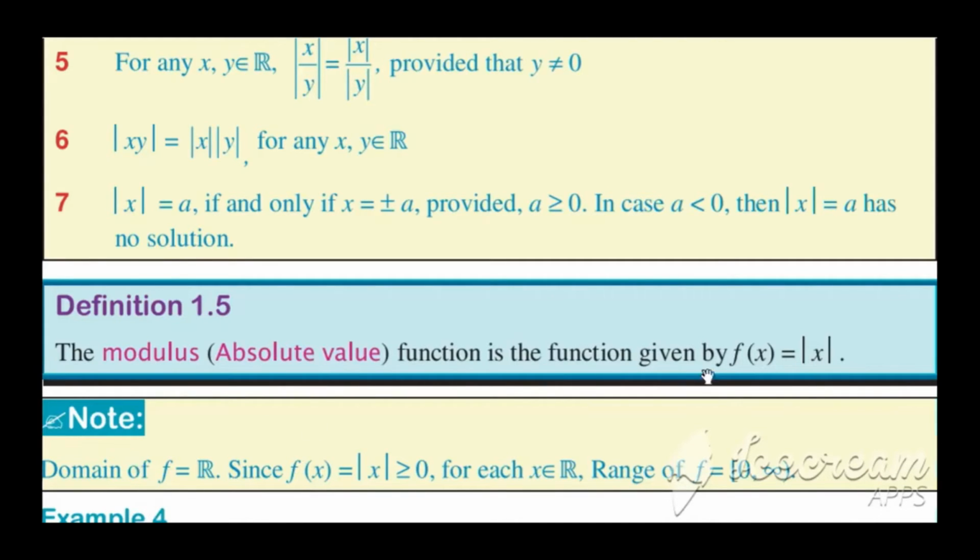The domain of f of x equals absolute value of x is all real numbers, because the possible values of x are all real numbers. The possible values of the function, or of y, are greater than or equal to 0. That means the range of the function is all real numbers which are greater than or equal to 0. Therefore, the domain of the absolute value function is all real numbers, and the range is all positive real numbers including 0.